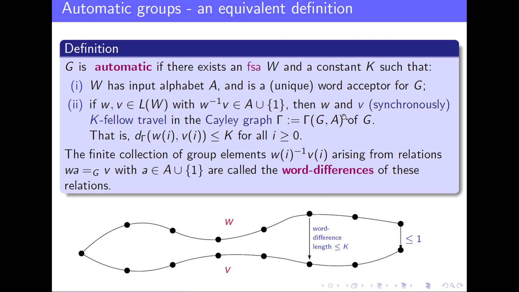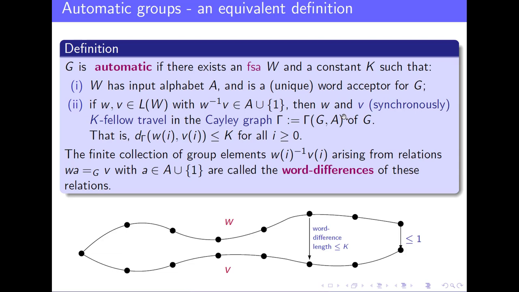Okay, so now the geometric definition is involved in the algorithms as well, so to complete the picture I should tell you this. It's not hard at all to show the definitions are equivalent. So here's the second definition. The first part of it's just the same. We've got a word acceptor. So condition one is the same in both cases. But in the other definition, we have these multiplier automata. Now that's replaced by this condition we call the fellow traveller property, which turns out to be equivalent.